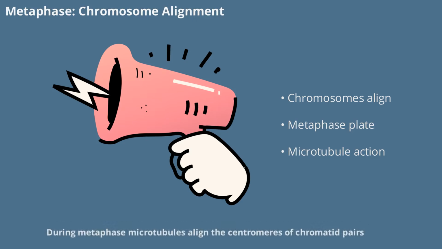During metaphase, microtubules align the centromeres of chromatid pairs at the center of the mitotic spindle. This region, known as the metaphase plate, ensures chromosomes are positioned for accurate separation. Proper alignment is critical for genetic stability in daughter cells.